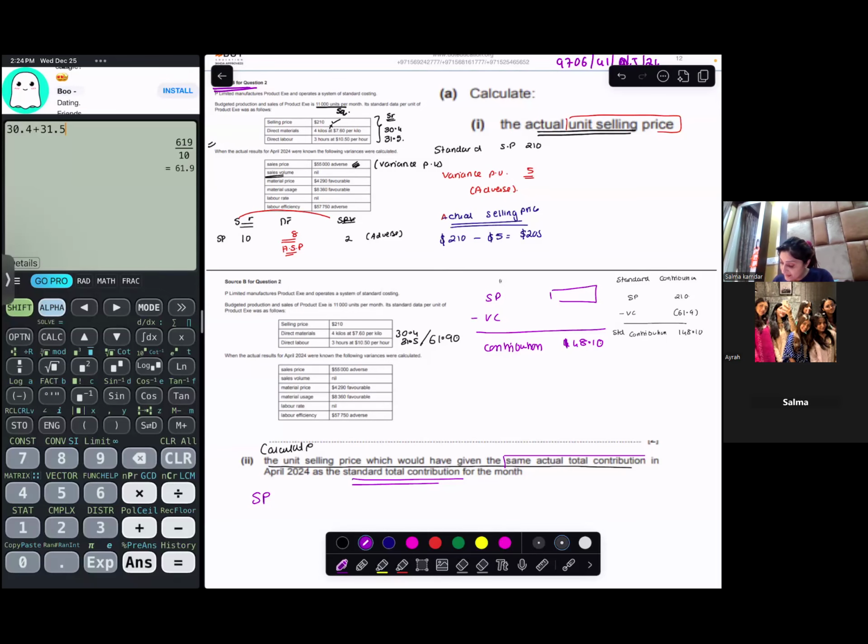So they want us to find a selling price. This selling price should be such that after deducting the actual variable costs, I should get a contribution equal to the standard contribution. So my standard contribution per unit is 148.10. Do I know my actual variable cost? No. Can I find my actual variable cost?